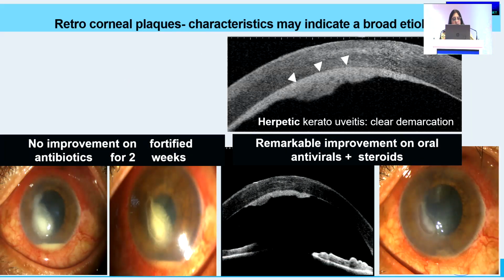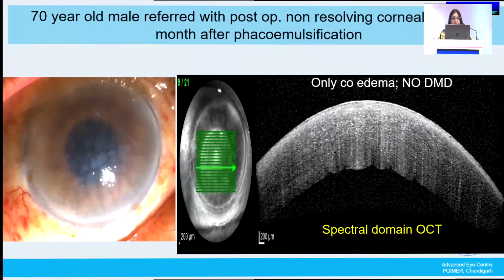He was a diabetic, a fulminant kind of keratitis which was not responding to fortified antibiotics. The scrapings were not coming positive. The PCR was not showing any results. So as the patient was not responding and he had keratic precipitates at the back of the cornea, we tried to have a closer look at the OCT. And this seemed to resemble the picture on top, clear borders, which is why we went ahead and gave oral antivirals, and after a few days, oral steroids, and there was a remarkable improvement.